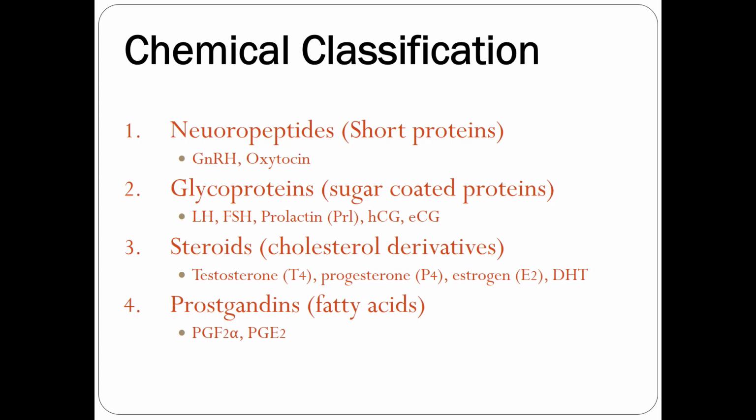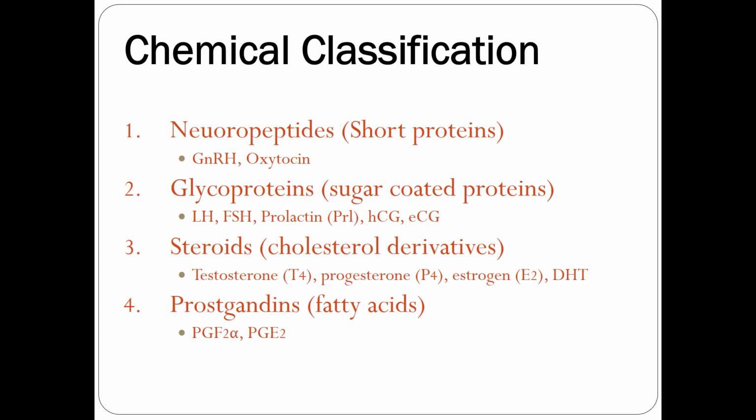We can group the reproductive hormones into really four major categories. They can be neuropeptides, meaning that they are produced in the brain tissue. So in some part of the brain, they tend to be very short proteins or peptides. And examples of those two neuropeptides that are going to be key hormones in reproduction are GnRH and oxytocin.